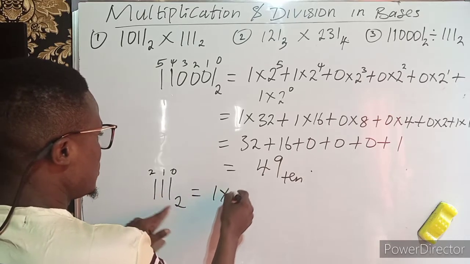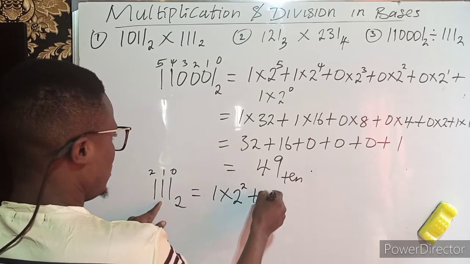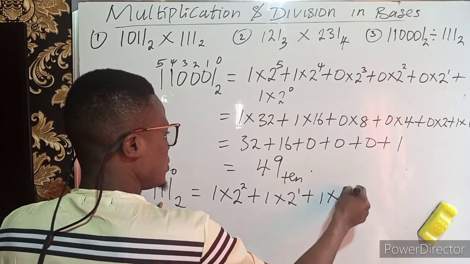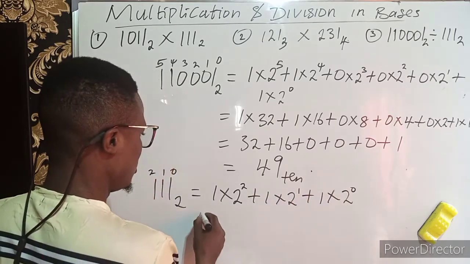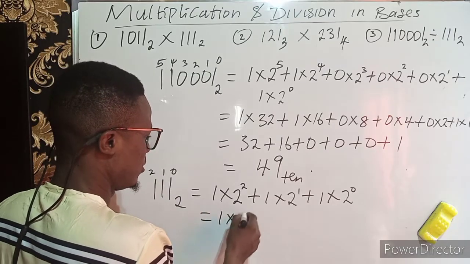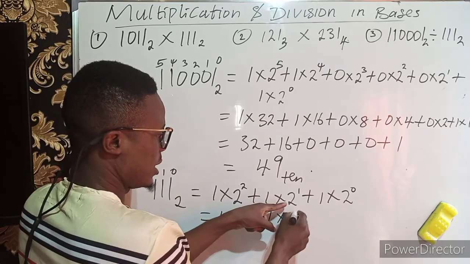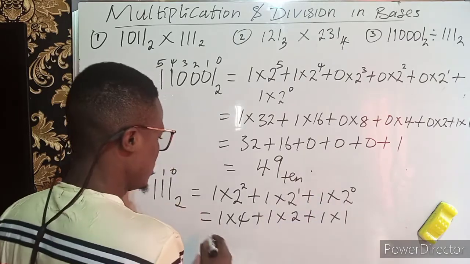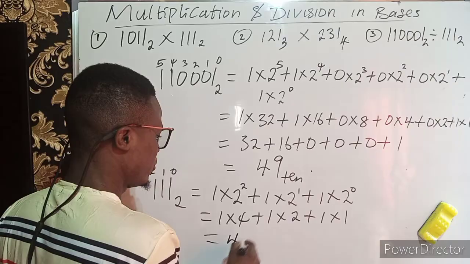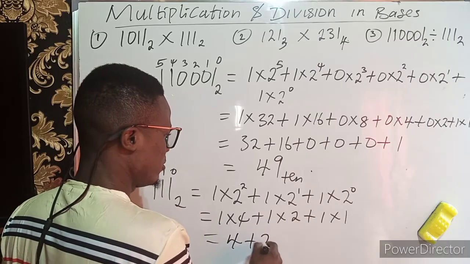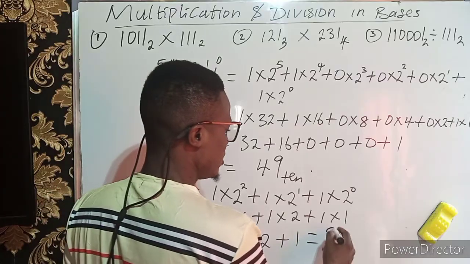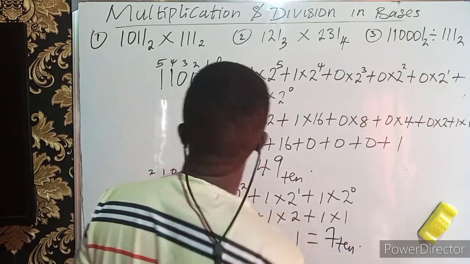So you have 1 times base 2 power of 2 plus 1 times base 2 power of 1 plus 1 times base 2 power of 0. This is now 1 times 4 plus 1 times 2 plus 1 times 1. Any number power of 0 is 1. So 1 times 4 will give us 4 plus 1 times 2 will give us 2, 1 times 1 will give us 1. When we add up, this will give us 7 base 10.